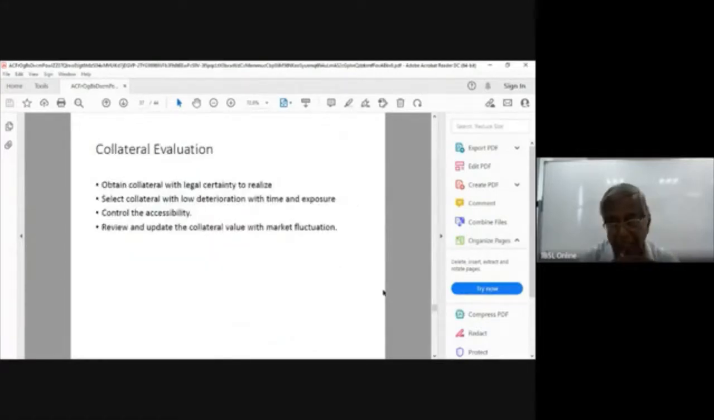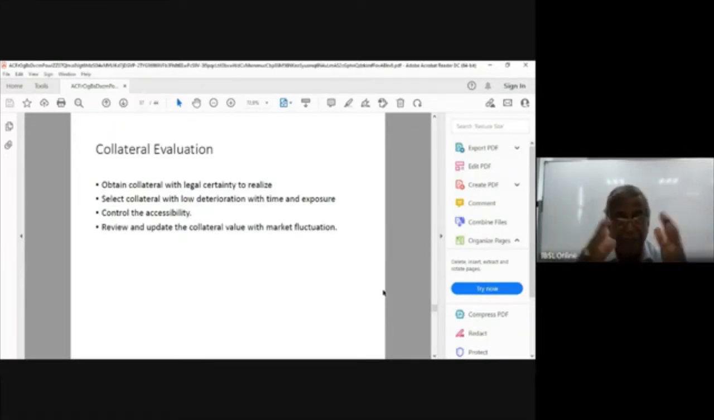And then collateral evaluation. Under collateral, the lecturer would have discussed the various aspects of collateral. Collateral is a security against the facility. If anything unexpected comes, you will realize the collateral for that purpose. It mentally binds the customer. So obtain collateral with legal certainty to realize. Legal certainty is very, very important. So through your legal department, you must examine the title deed and everything. You must get the legal certainty of the property, the collateral.